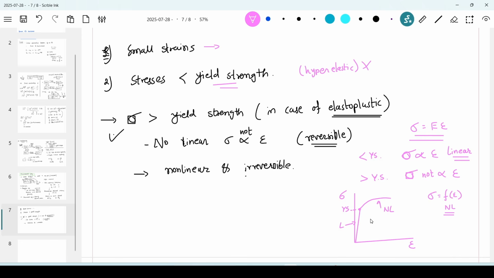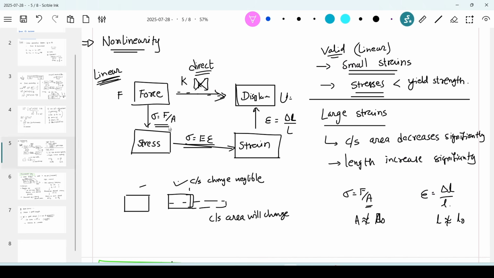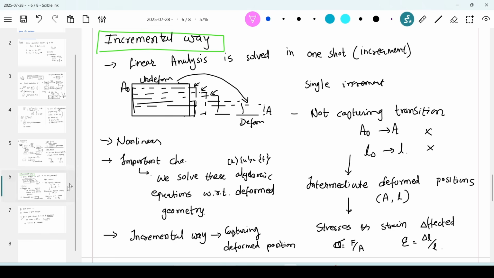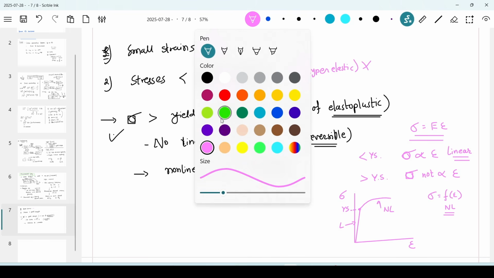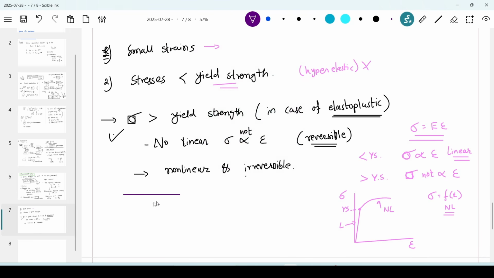So what I am saying here, when we solve it with a single increment, for example in linear analysis we simply solve the entire equation in one shot, there is a single increment. When you do that, for example here, I think we have taken this. Let me write it here again. This is my undeformed position, and let's take this is a deformed position.